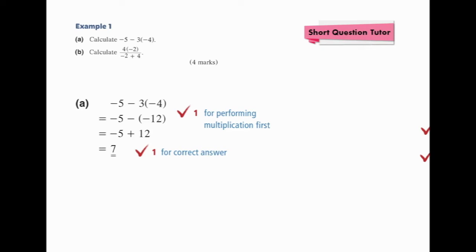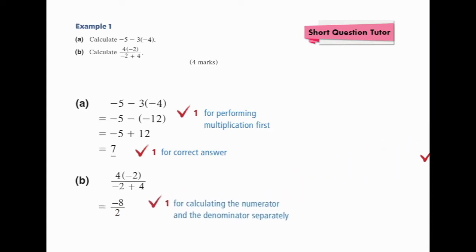In part B, it is in fraction form. We should handle the denominator and the numerator separately. First, in the denominator, -2 plus 4 equals +2. In the numerator, 4 times -2 is -8. We can obtain the first mark if we get both values correct.